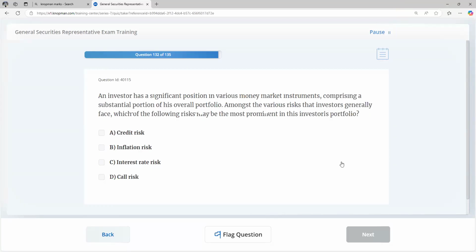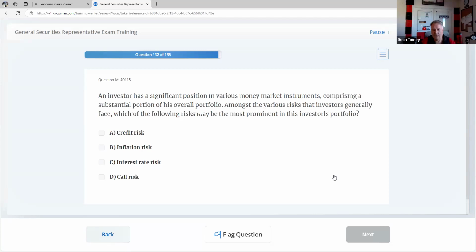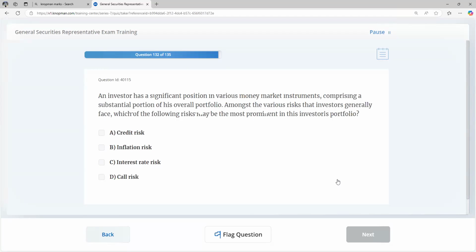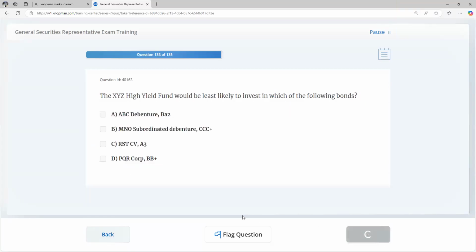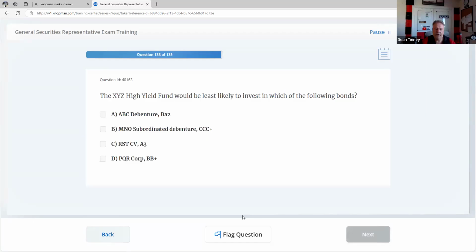Or inflation. I don't think it's call risk. Yeah, there are no calls in these things. I also don't think it's credit risk. Yeah, I think it's going to be inflationary risk. Tough question, but I kind of like it, right? Because you're sitting on cash or cash equivalents, which don't do well in an inflationary environment. Yeah, it's inflation.